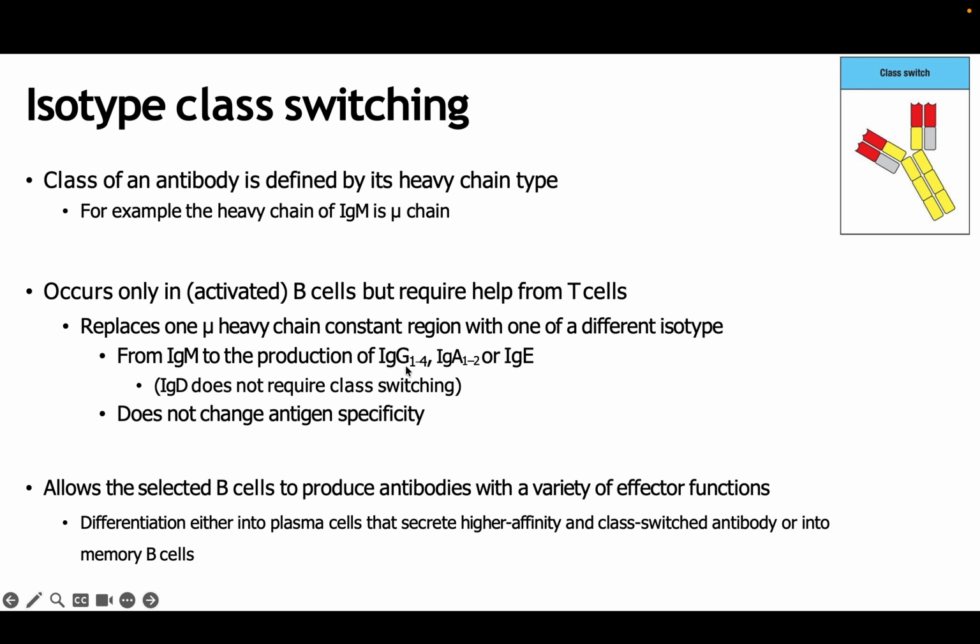Within the IgGs, there are different subtypes. You can create an IgG 1, 2, 3, or 4. You can create an IgA 1 or 2. These are different subtypes of IgA. I'm not going to go into details about them, but technically you can change the constant heavy chains, and that depends on what you want.